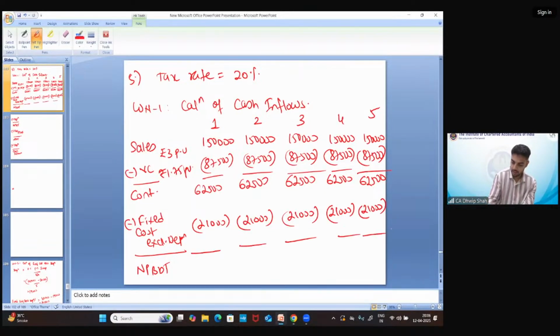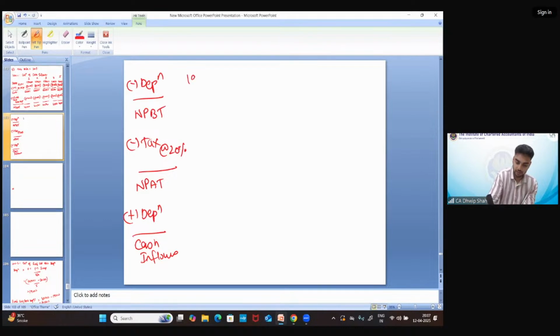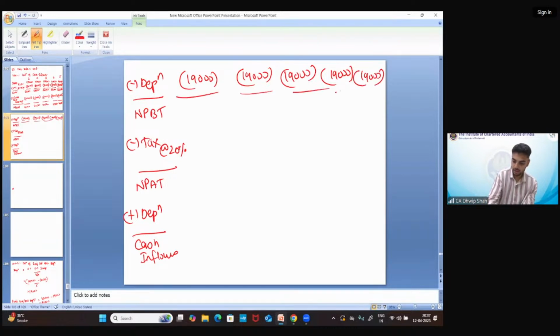My NPBDT comes to 62,500. 62,500 minus 21,000, 41,500. Next, depreciation we have already calculated in working note 2. 19,000 using SLM. So my NPBT comes to 41,500 minus 19,000, 22,500.